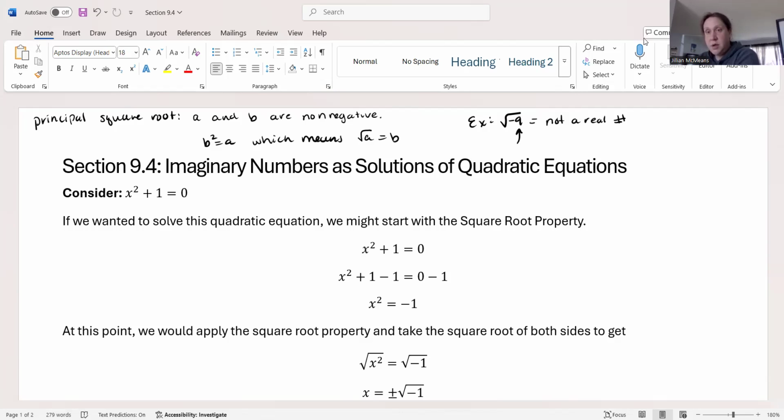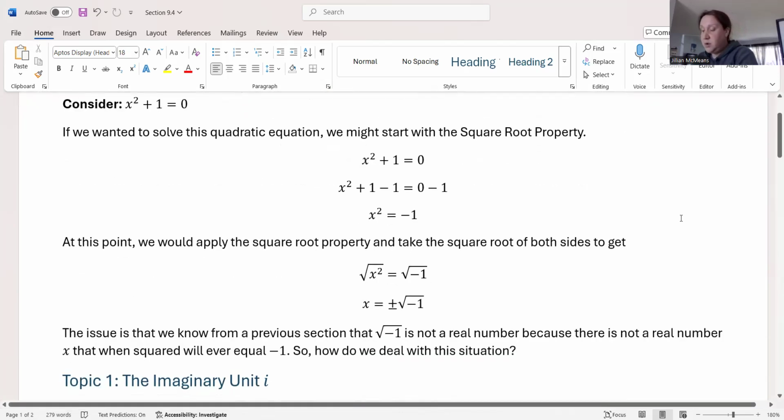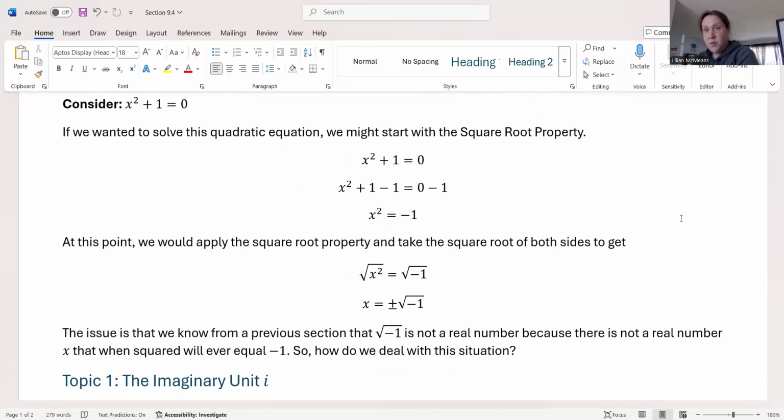Well, that looks fine. At this point, we've set the stage for the square root property, which tells us to take the square root of both sides. When we take the square root of x squared, we just get x. That's fine. But when we take the square root of -1, we have an issue. Ordinarily, we would want plus or minus the square root of -1. But the issue here is -1 is not a real number.